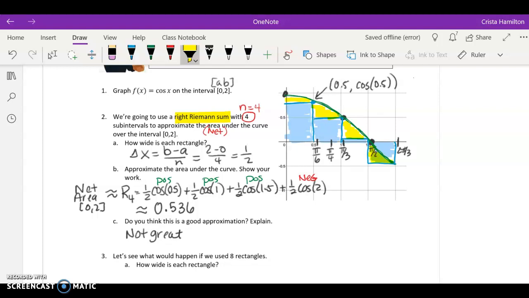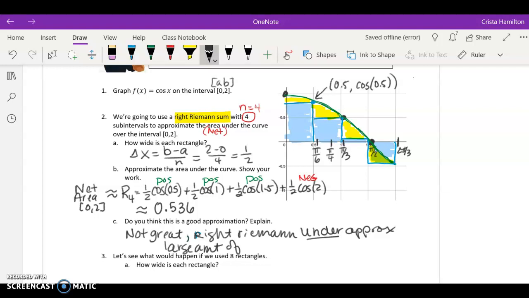And I will remind you that we learned in one of the previous videos that a right Riemann sum under approximates, and this is actually under approximating by quite a lot. There is a large amount of area not accounted for.